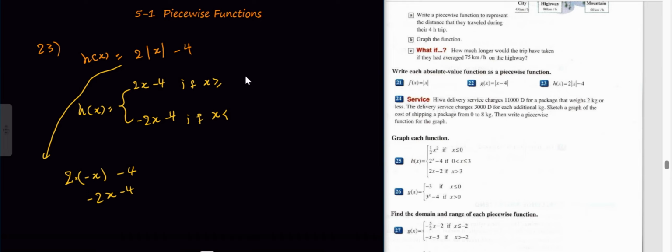And then how can we find this interval? We are going to just look at the absolute value. x equals 0. So our interval will be 0. We are not going to put negative 4 here because we are going to just look at the absolute value.